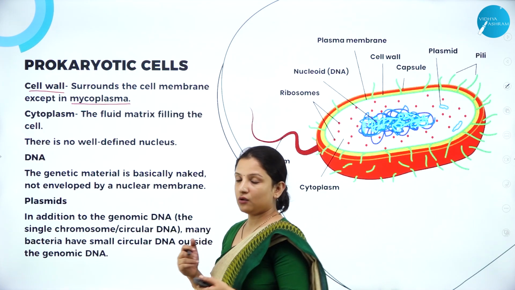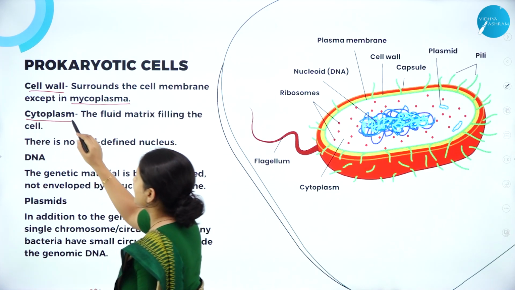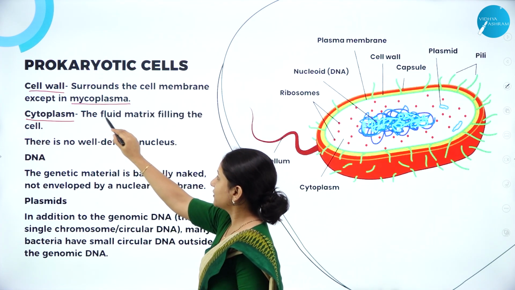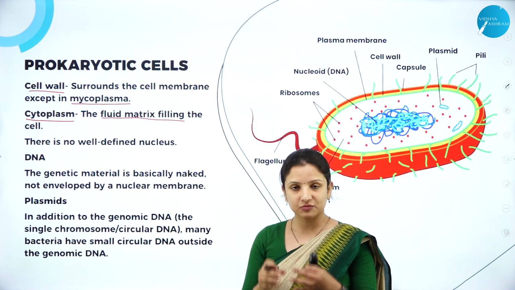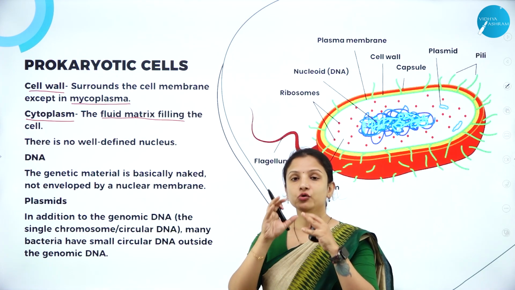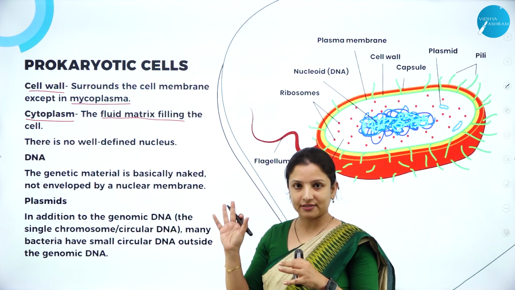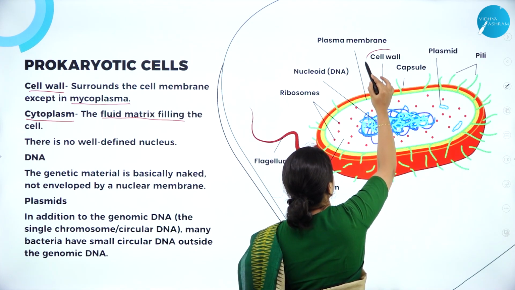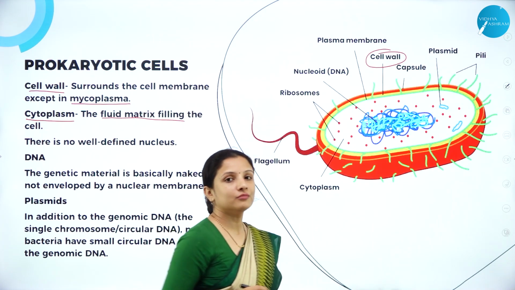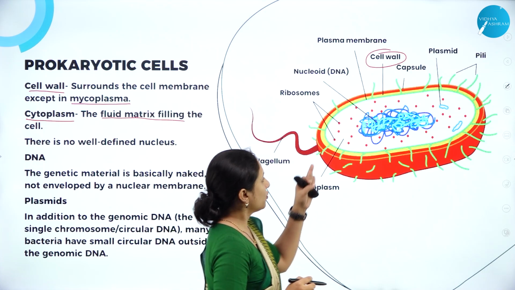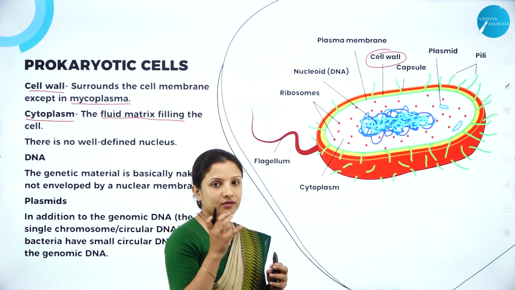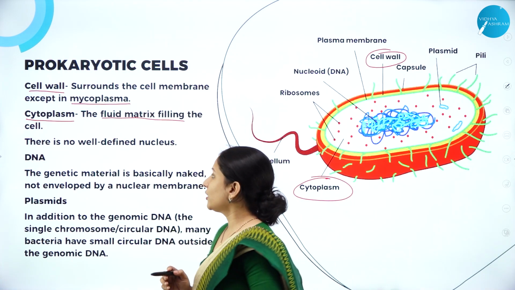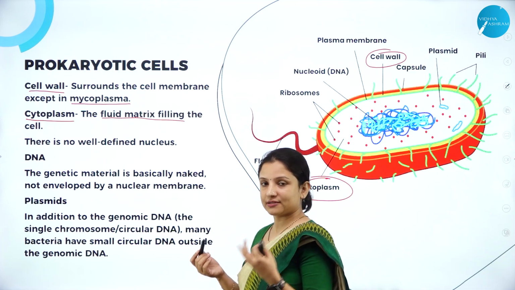And within the cell wall, they have a fluid-filled matrix which is nothing but the cytoplasm. As I told you, this cytoplasm is the fluid matrix which is present inside the unicellular organism, that is the prokaryotic cell. So here we can see in the image that the entire bacterium is covered by a cell wall. The cell wall forms the outermost covering of the bacterium. Within the cell wall, there is a fluid matrix which is called the cytoplasm. Now, in the cytoplasm, what is there?